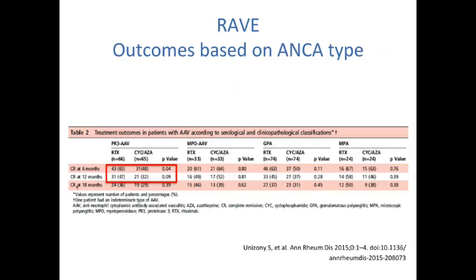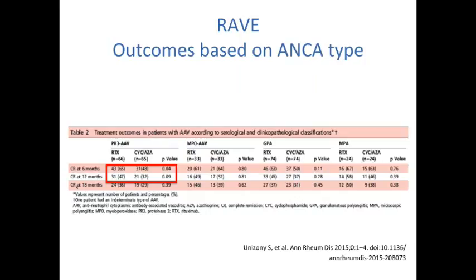Unizoni has recently published a reanalysis of the RAVE data looking at outcomes based on ANCA type. Previous analyses were done based on the clinical type, GPA versus MPA, whereas there's more recent evidence that suggests that outcomes may be as much determined by one's ANCA type, proteinase 3 versus myeloperoxidase ANCA.